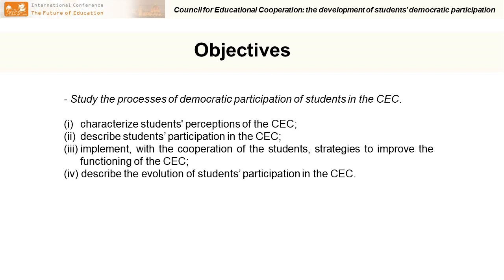Therefore, the main objective of this paper was to study the processes of democratic participation of students in the Council for Educational Cooperation, and it aimed to characterize students' perceptions of the Council, describe students' participation in the Council, implement with the cooperation of the students strategies to improve the functioning of the Council, and describe the evolution of students' participation in the Council.